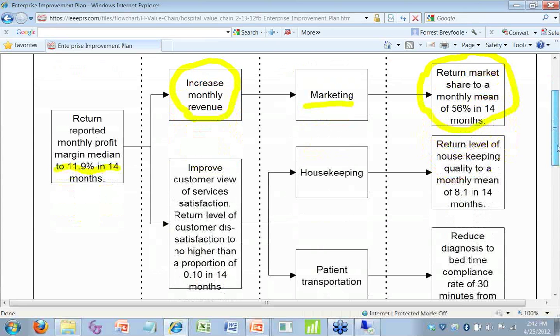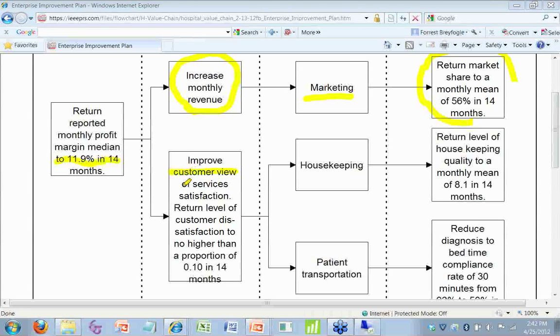Now, another thing that you're working on here is improving the customer view of the services, because customer satisfaction was not too good. And consistent with their feedback, it looked like we had some issues with housekeeping and also patient transportation. So those could be two aspects that we're going to work on. There's also an owner for this particular metric, and they are to improve the level of quality for housekeeping to the level we had before, and also try to reduce the amount of time from diagnosis to bed.